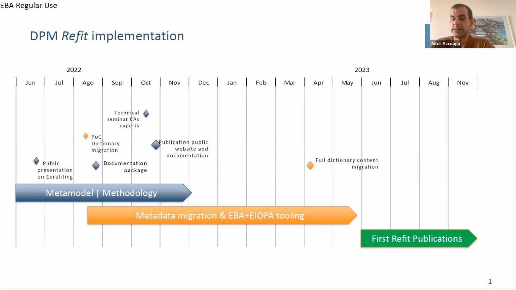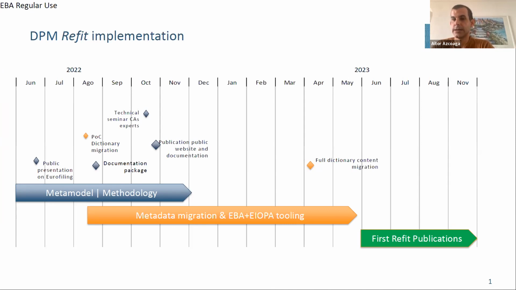We are also doing the first migration of the models. This means that we are already working on both the EIOPA and EBA current DPM metadata to migrate them to the DPM Refit. It is initially some kind of automatic migration with a mapping. Understanding that from DPM 1.0, not all the DPM Refit's new features are used, so the things that start using the new features will not come automatically out of the automatic migration, and we need to do some work there.